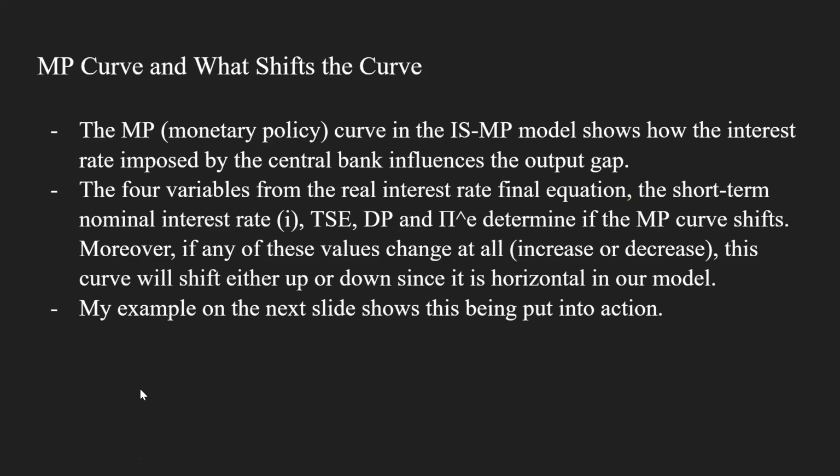The MP curve and what shifts the curve. The monetary policy curve in the IS-MP model shows how the interest rate imposed by the central bank influences the output gap. The four variables from the real interest rate equation, which are the short-term nominal interest rate, the term structure effect, default risk premium, and expected future inflation, determine if the MP curve shifts. If any of these values change at all, increase or decrease, this curve will shift either up or down since it is always horizontal in our model. My example showing this will be on the next slide.